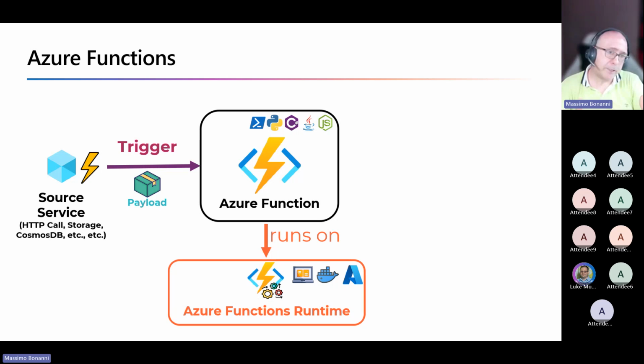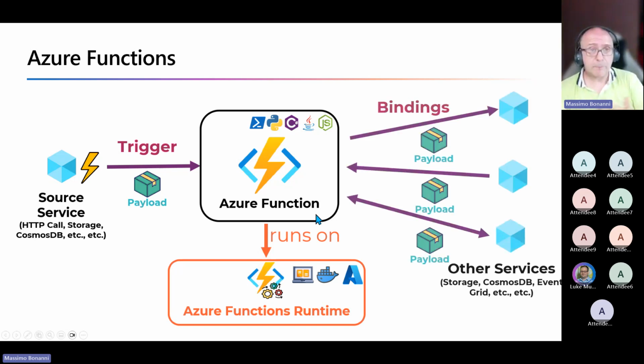But your function probably needs to communicate with the external world. It will start when something happens. When the trigger starts your function, the trigger gives you a payload, a class if you are in C#, with the data of the event. But you need to communicate with the external world. So the platform gives you another set of components called bindings. So you receive an event, for example, from Event Grid, and you want to write in a database. You need the binding to write in a database.